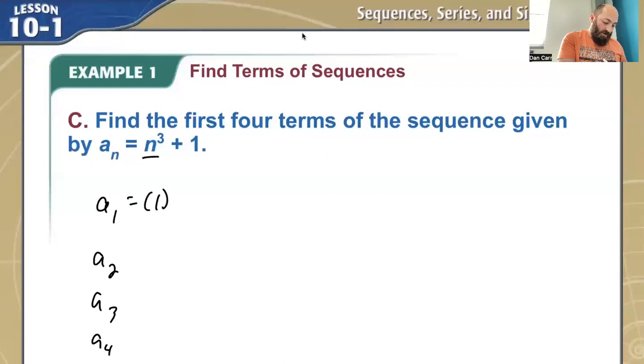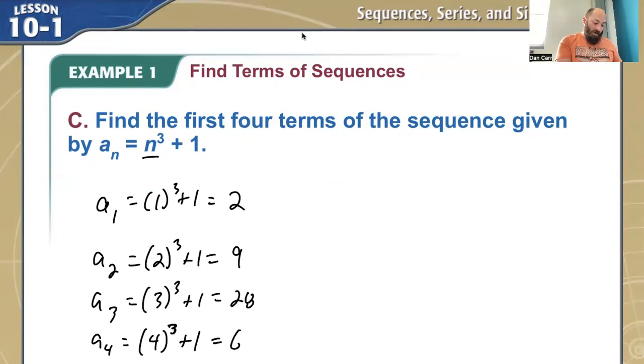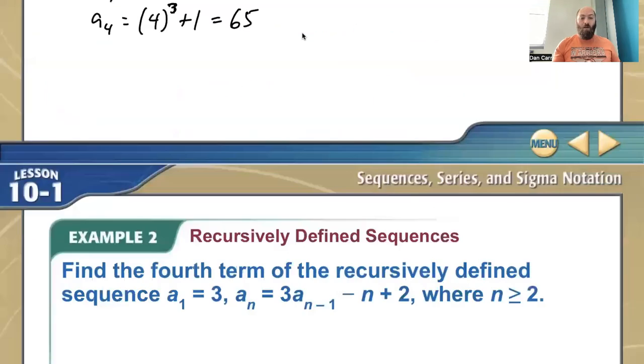So this is going to be 1 to the third plus 1, which is 1 plus 1, which is 2. Here I'm going to have 2 to the third plus 1. It's going to be 8 plus 1, which is going to give me 9. Here I have 3 to the third plus 1, that is 27, plus 1 is 28. And then 4 to the third power plus 1. So 4 to the third is going to be 64, plus 1 is 65. Okay, so that's another way I can do this.